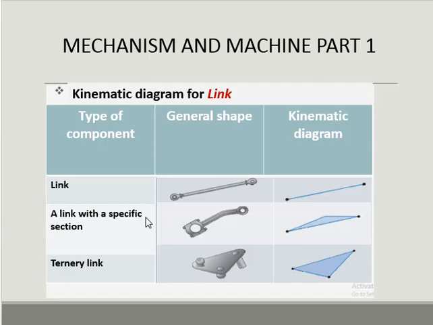Differences about a specific section: this has the same shape, but in a specific section it has only 2 joints. This is a triangle shape, but with 2 knots or 4 joints. Ternary link has the same shape as the triangle shape, but has 3 knots or 3 joints.